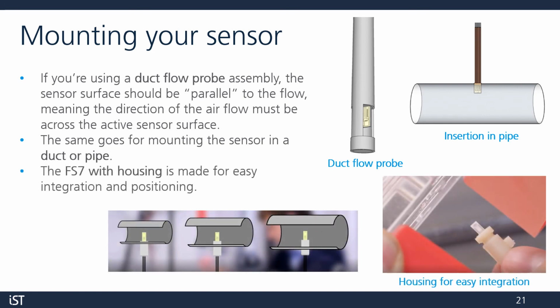One of the useful benefits of the FS7 with housing is that it has a small tooth sticking out on the side. Many of our customers choose to add a notch in the hole that they drill on their pipe. This makes it easy to position the sensor perfectly parallel with the flow.